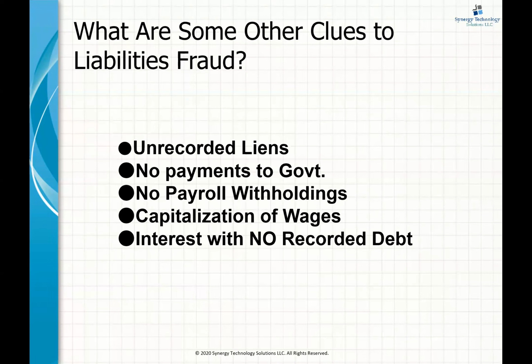So what are some of the clues of liabilities fraud? Unrecorded liens on the property, no payment to the government, so the tax due, they are not paying it off on time. No payroll withholdings. That's another thing. You're supposed to withhold payroll taxes, and you are not doing that. In the American case, it is FICA, and you are not doing that.